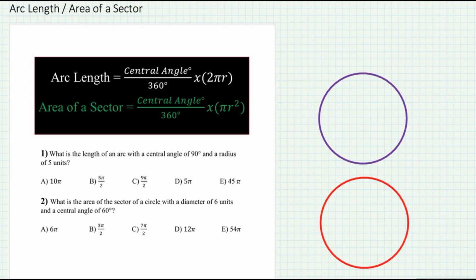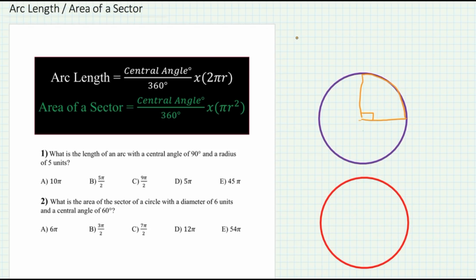Let's try number 1. What is the length of an arc with a central angle of 90 degrees and a radius of 5 units? Let's look to the right and I'll draw this out. If we have a central angle of 90 degrees, it should look something like that. And we are interested in the length of the arc, just from here to there. That's the length of the arc that subtends a 90-degree angle. So notice that the arc length looks like about 1/4 of the circle.